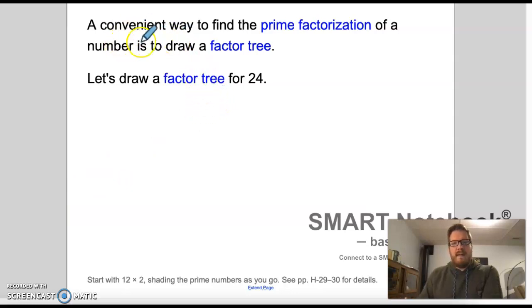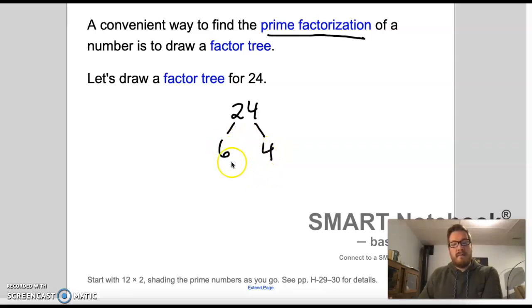Now, a really convenient way to find the prime factorization of a number is to draw something called a factor tree. The way we do that is we start with our number, and then I draw little arms off the side, coming down diagonally. And so I say, well, what are two numbers that I know that multiply to 24? Well, I know that 6 times 4 equals 24.